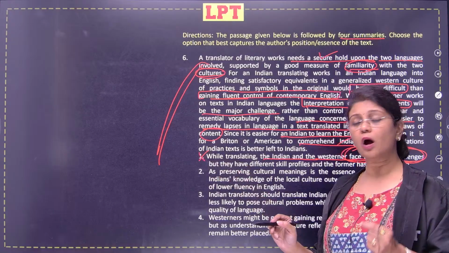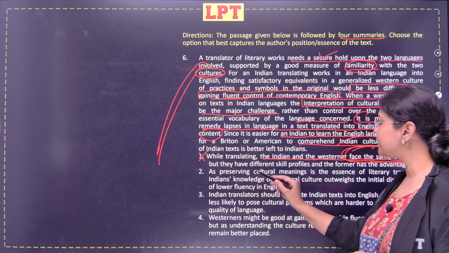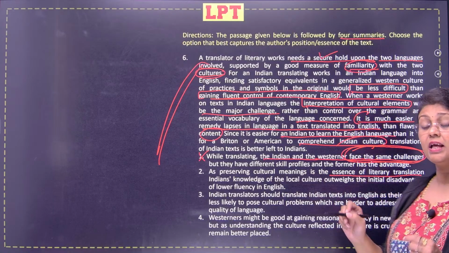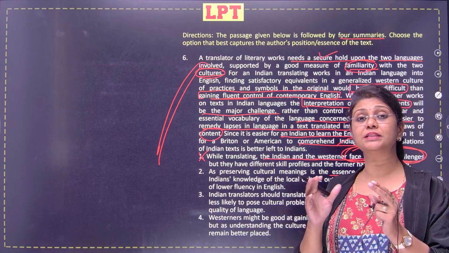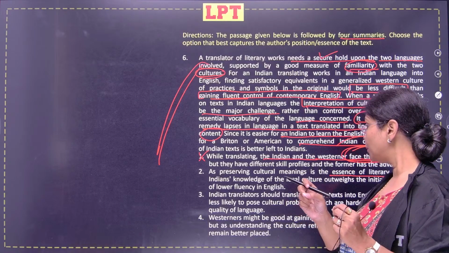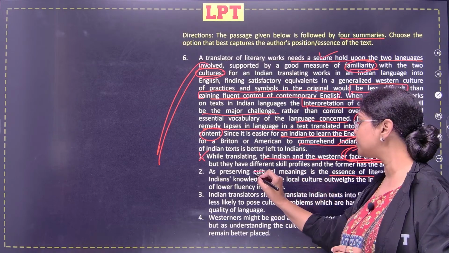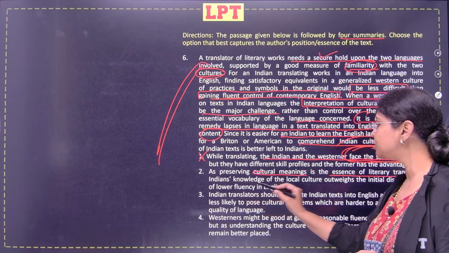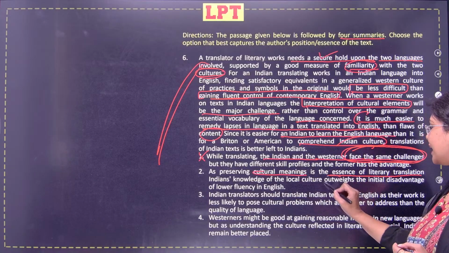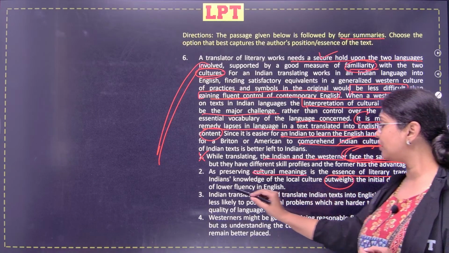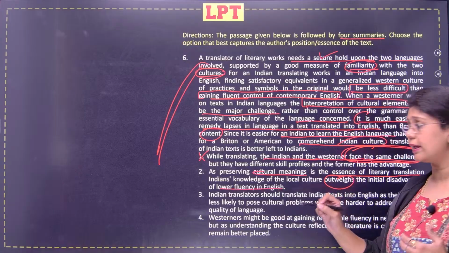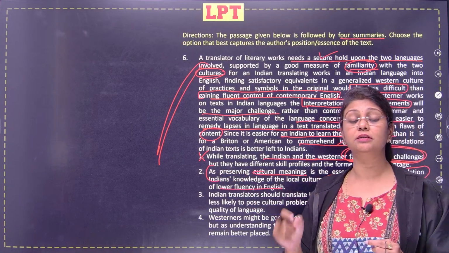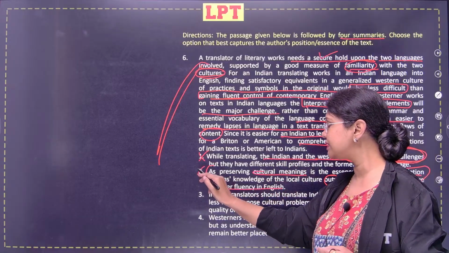Let's evaluate option B. It says, as preserving cultural meanings is the essence of literary translation. Well, the author has not said that preserving the cultural meanings is the essence of literary translation. India's knowledge of the local culture outweighs the initial disadvantage of lower fluency in English, which is okay, but this particular line is actually a kind of distortion with respect to the paragraph. So this will be cancelled out.